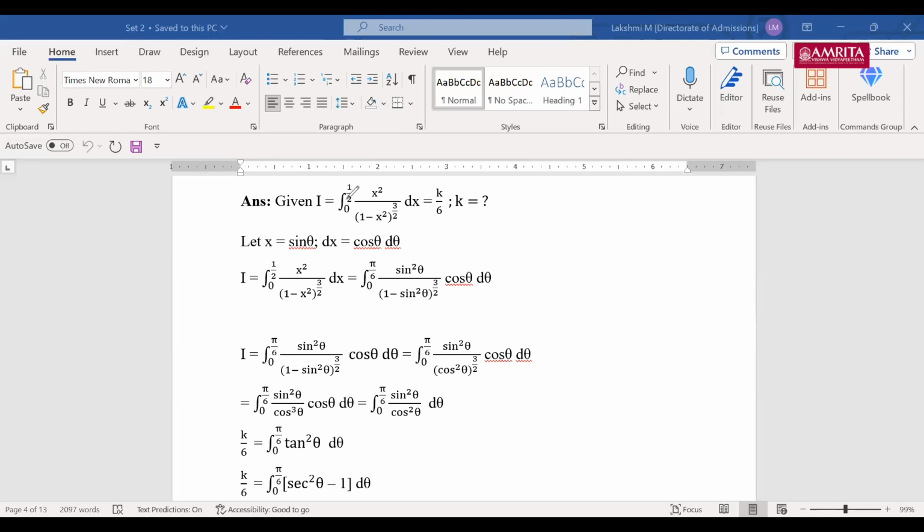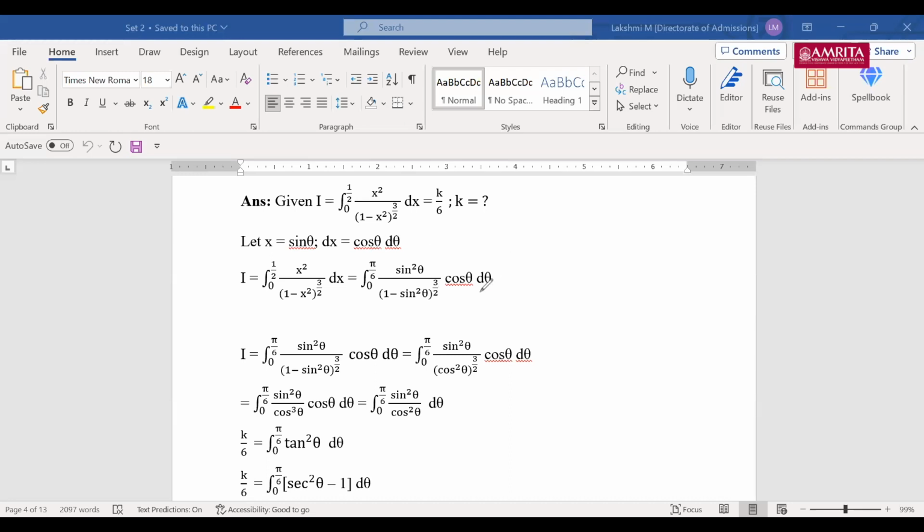So what is given is the integral from 0 to 1/2 of x square by (1 minus x square) whole raised to 3/2 dx equal to k by 6. I want k. When you check the answer, you could see it in terms of pi. So I'm going to substitute x as sine theta. So dx is equal to cos theta d theta. The 1/2 will become pi by 6, so I've changed the limit to 0 to pi by 6. Sine square theta by (1 minus sine square theta) whole raised to 3/2, and dx will be cos theta d theta.